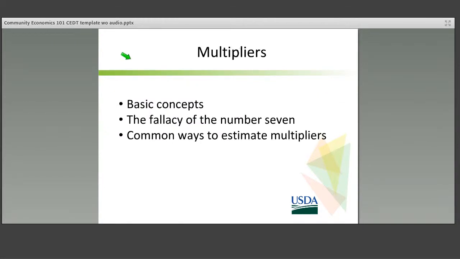multipliers. As we consider the various strategies that are available to a community that wants to develop its economy, not only do you have to judge whether the strategy is going to be successful in terms of the outcome that you're looking for, you also have to think about the impact on the total community. And it's an accepted fact that anytime you have a change in the community, an economic change, that there's going to be a ripple effect that takes place based on that initial change.